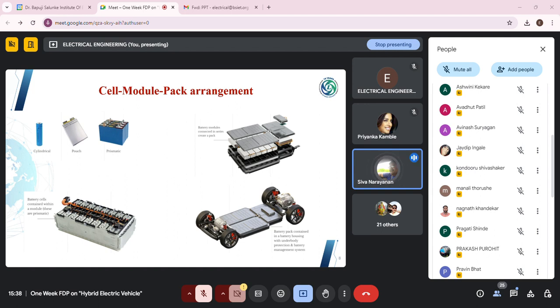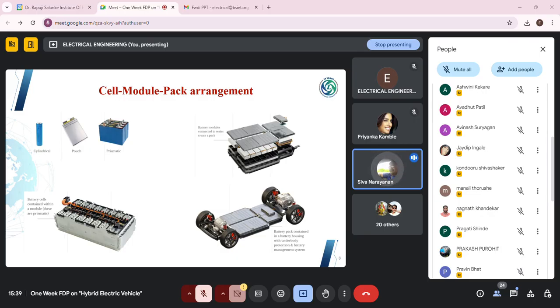Now you have to understand that the most basic part of the battery is called the cell. A single cell will not be able to give us the energy or the power rating. So in order to meet that, cells are arranged in series or parallel form, and they are called modules. When these modules are arranged in series, they form the pack. So at last, in our vehicle we will have a battery pack, which is a combination of modules, and in those modules you will have the cells arranged.